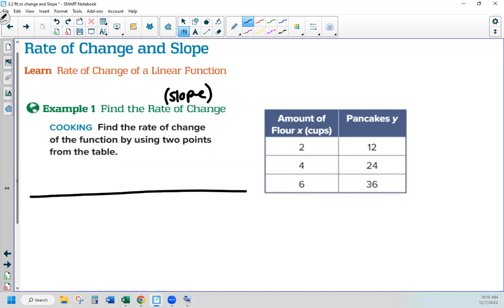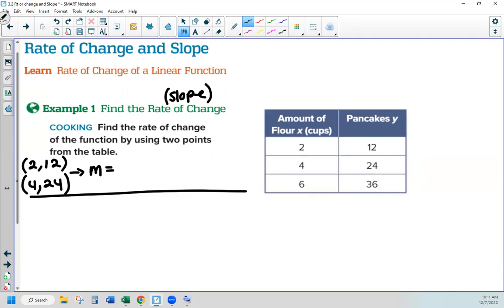So the first one that we're going to use is (2, 12). That's my x and my y right there. And (4, 24). Now we're going to go ahead and find the slope from that point to that point, from the (2, 12) to the (4, 24). Let's call the top one my point 1, so that's my x1, y1. And then the bottom is going to be my x2, y2.